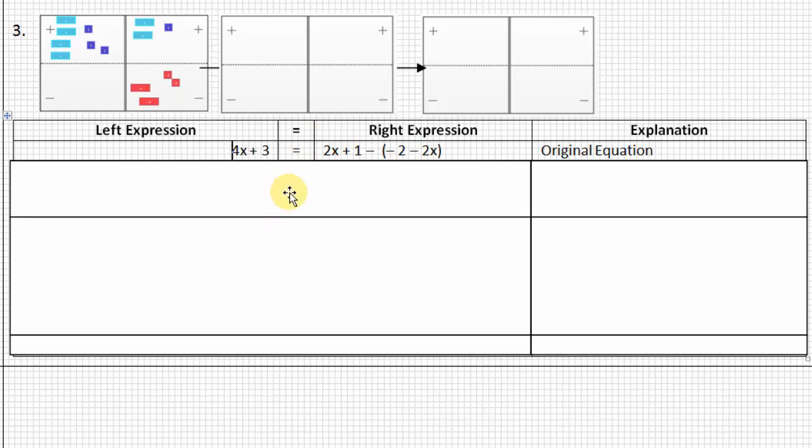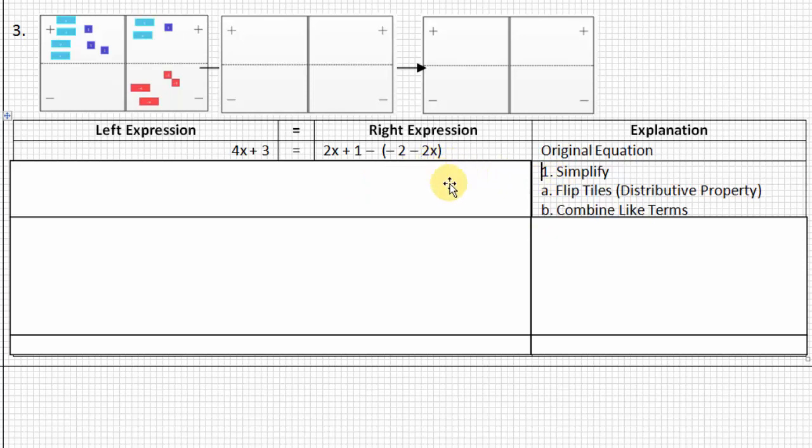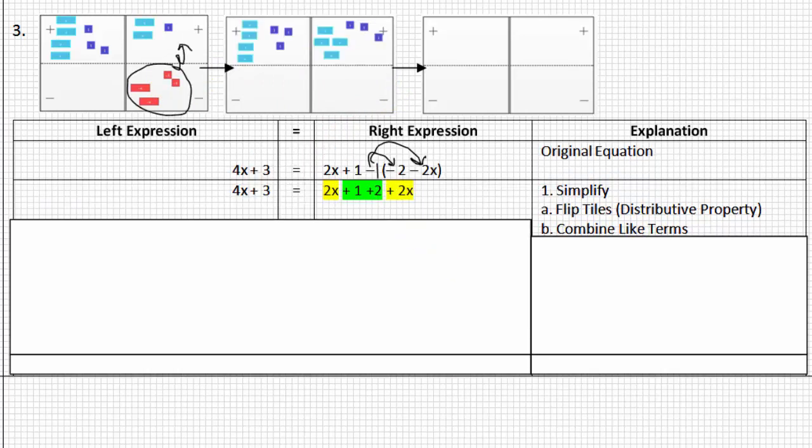So now we definitely need to simplify. We need to flip tiles and we need to combine like terms. Go ahead and do that on your mat as well as on your algebra table here. So you can see I've done that. I've circled that. I'm going to flip these tiles up, and here's what I end up with.